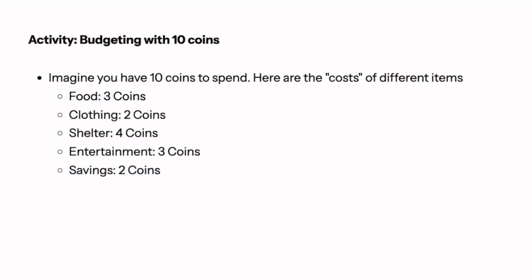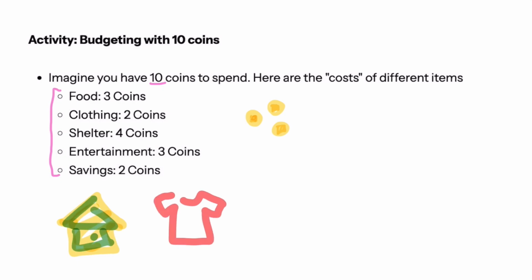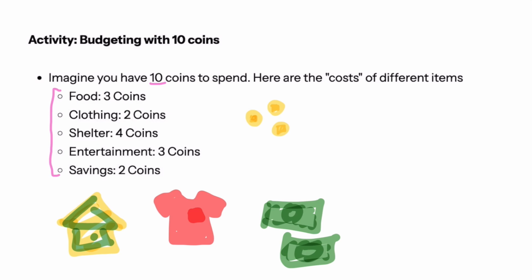Now, for the main activity, we're going to budget with 10 coins. Imagine you had 10 coins to spend, and here are the costs of different items I gave. For example, food will cost 3 coins, clothing will cost 2 coins, shelter will cost 4 coins, entertainment 3 coins, and for your savings it will be 2 coins.